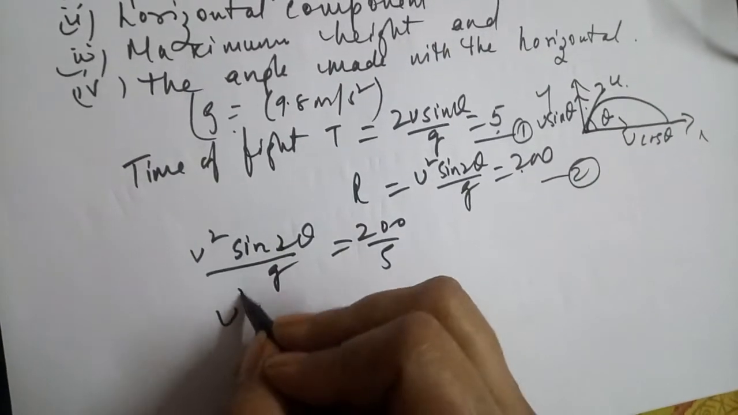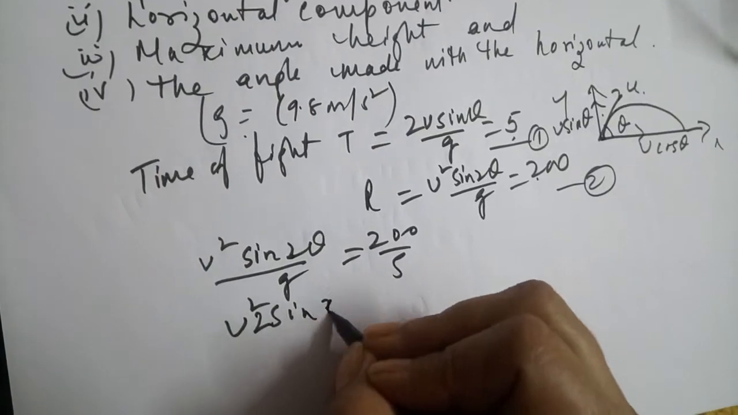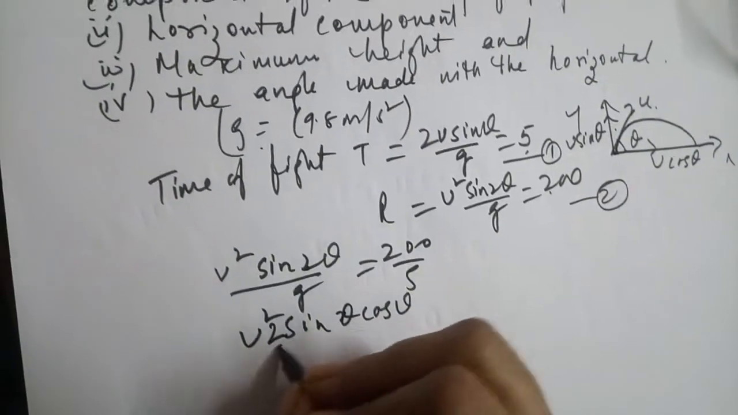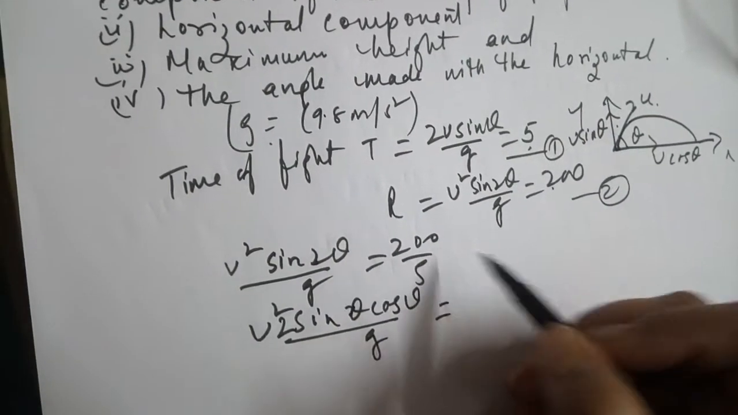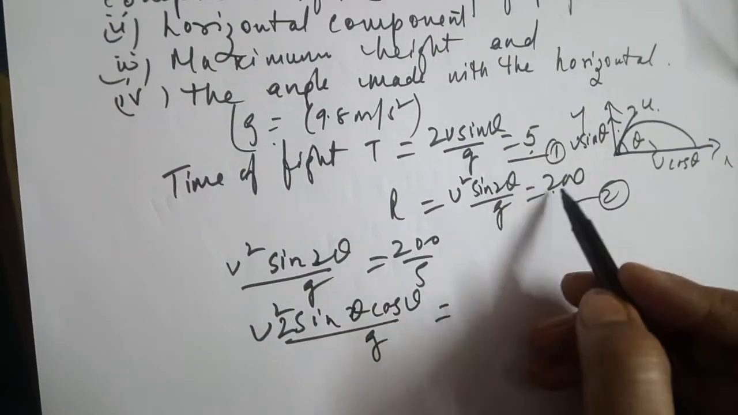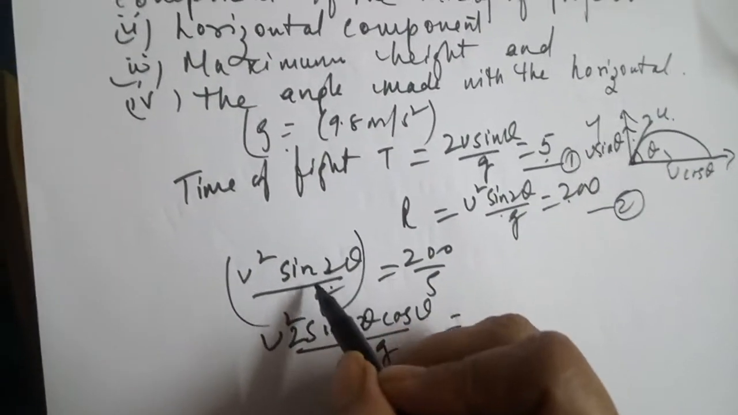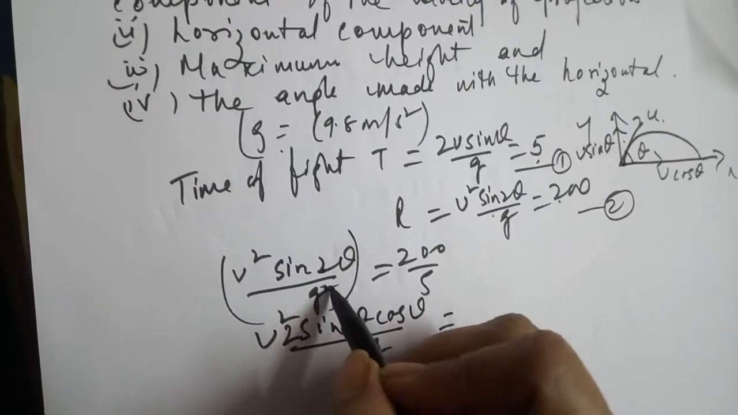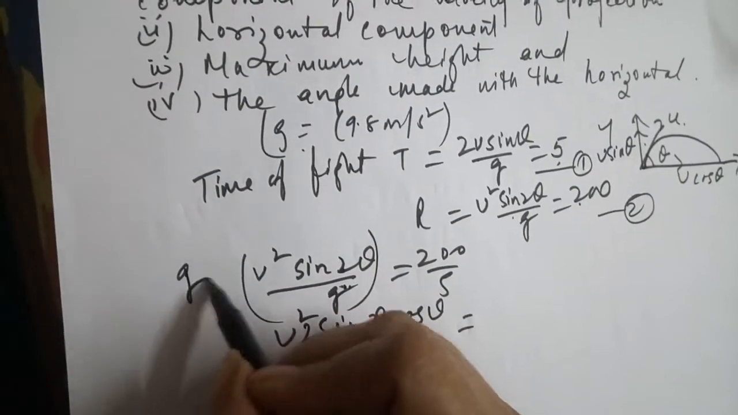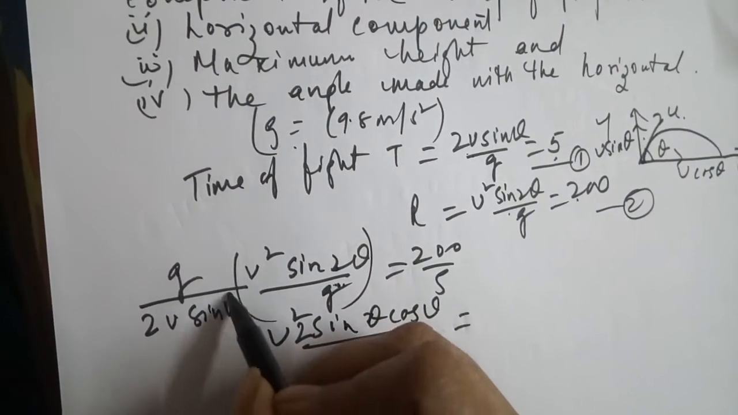Sin 2 theta is what? 2 sin theta cos theta. So u square sin 2 theta by g can be written as u square 2 sin theta cos theta by g, is equal to 200 by 5. This equation was of the range divided by time, and time of flight is 2u sin theta by g, so we got this value out here.